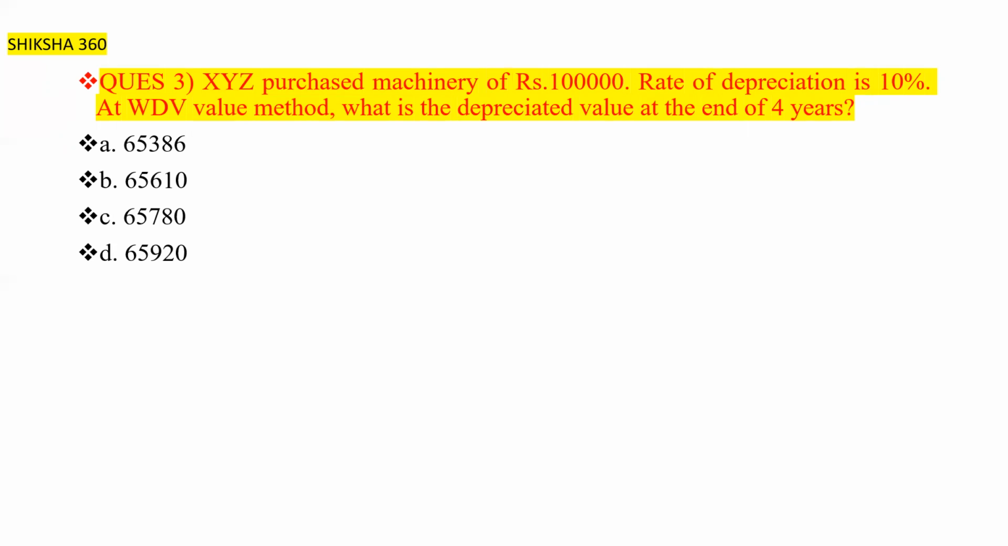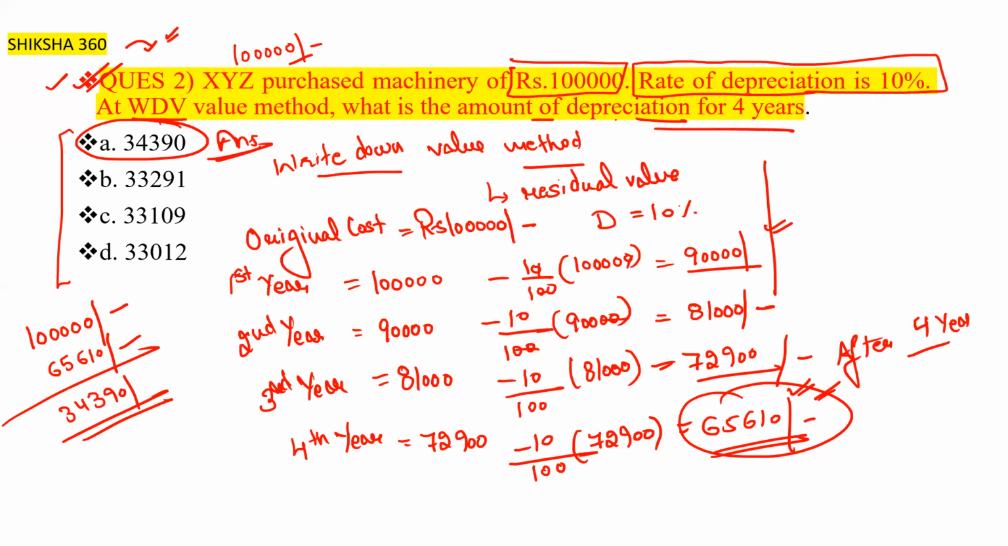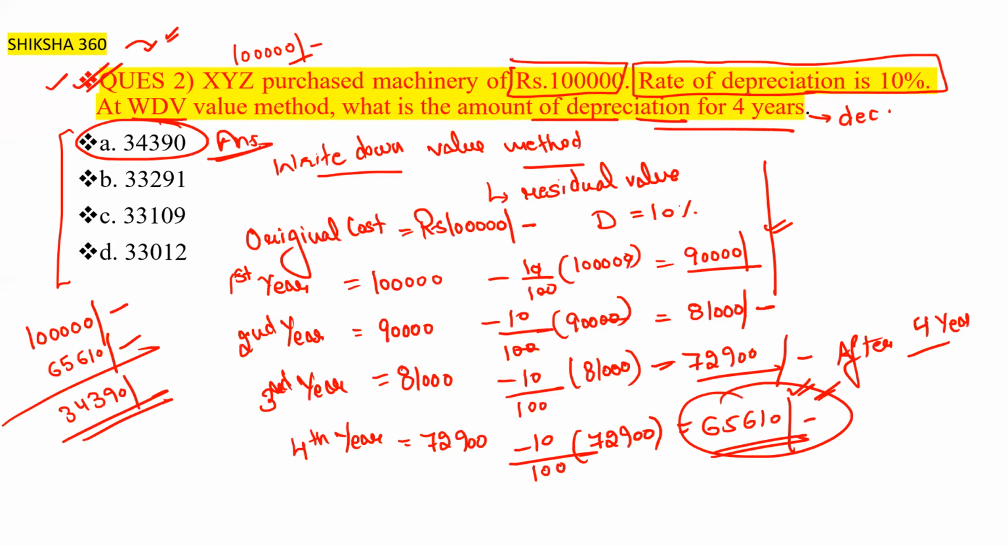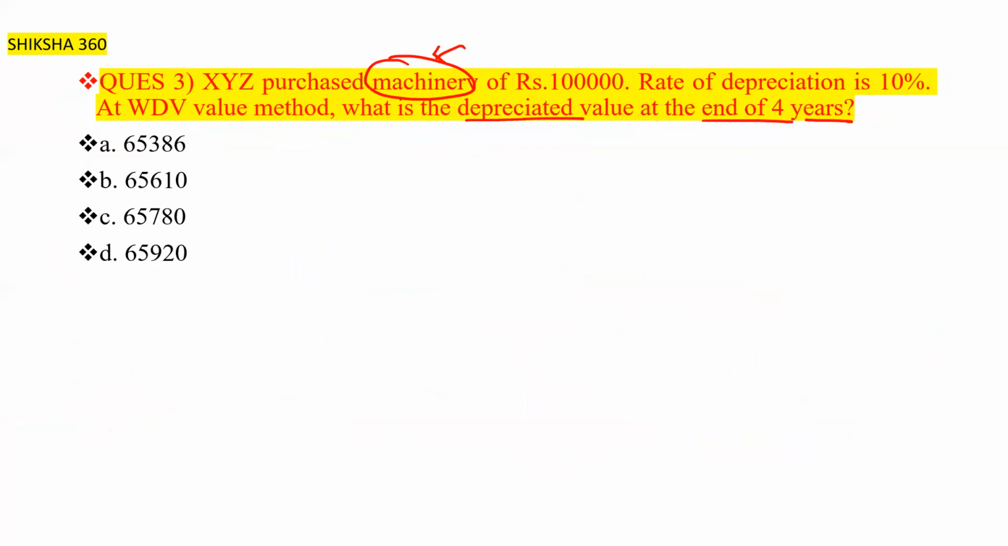In the earlier question they asked the amount of depreciation, basically how much the decrease in value is. Here they are asking the depreciated value at the end of 4 years, the value of the machine we purchased 4 years ago at rupees 1 lakh. So the value at the end of the 4 years is 65,610 rupees. So option B is the answer here.